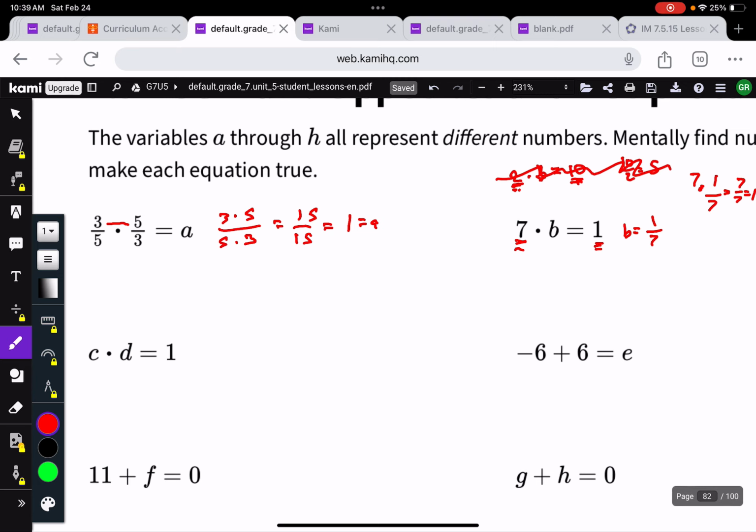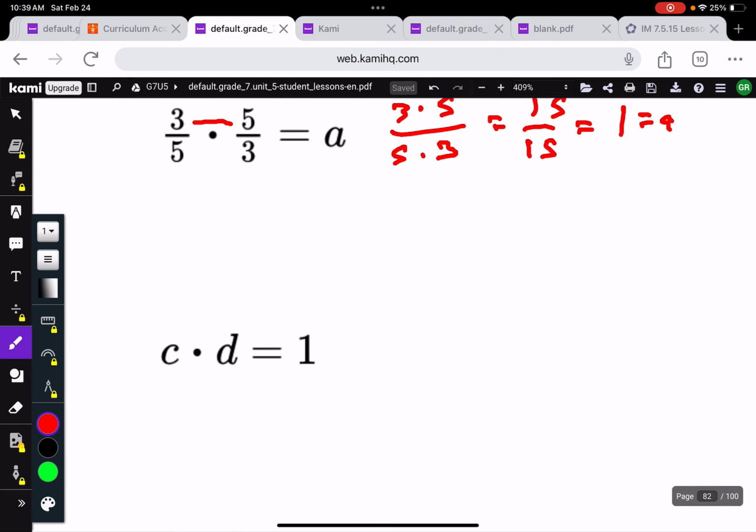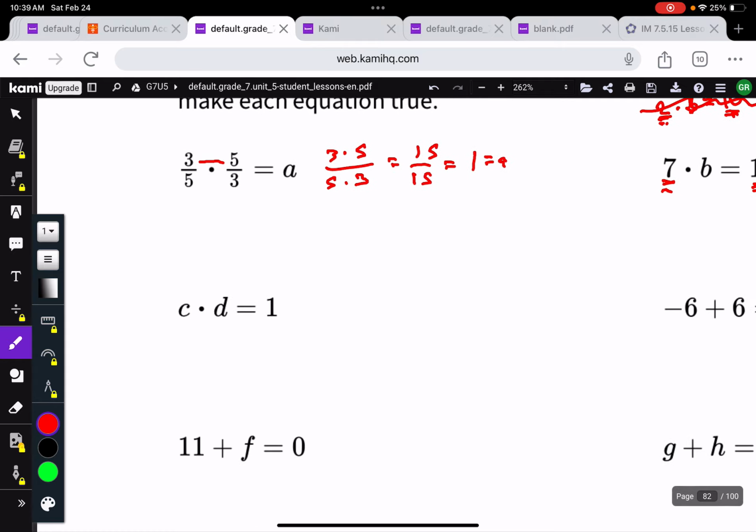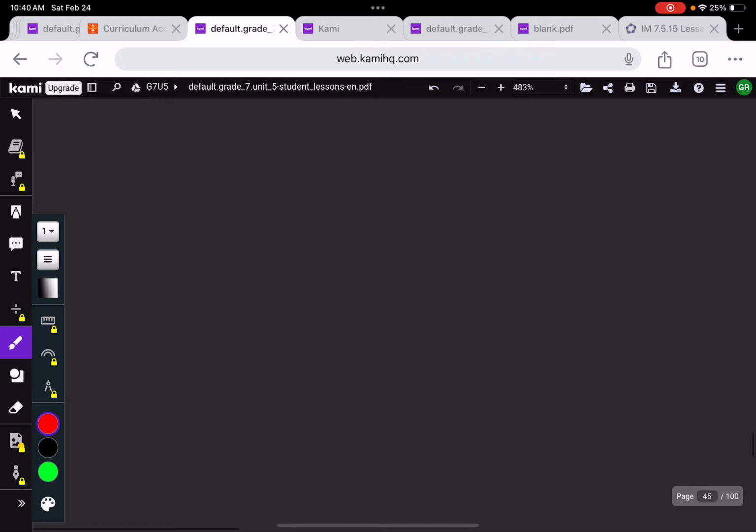Now let's go over here. C times D equals 1. This one's tricky. But what times what is 1? Well, we could say 1 times 1 is 1, but unfortunately it's got to be different numbers. C, we already have A is 1, so we can't choose 1 anymore. So let's say we choose 2.